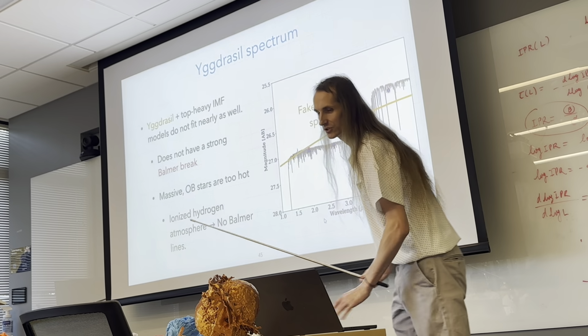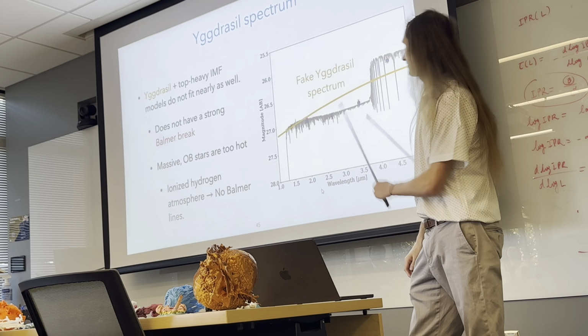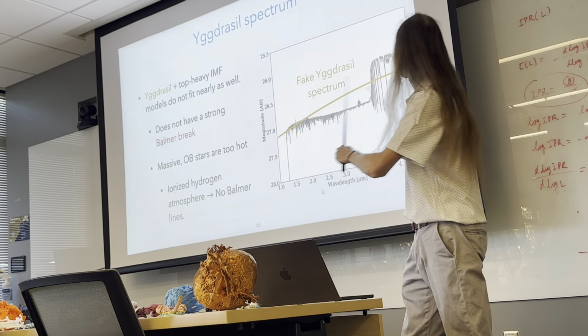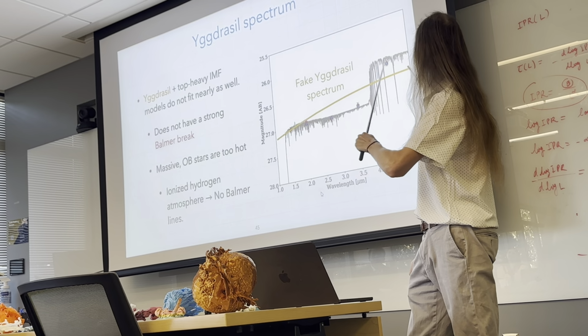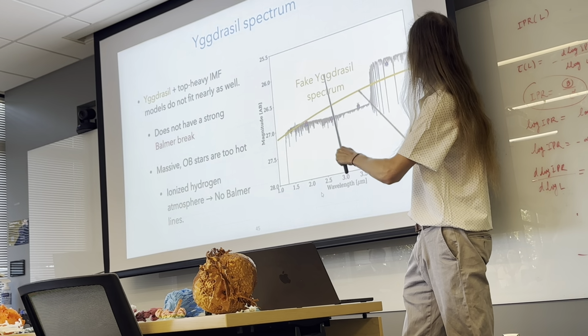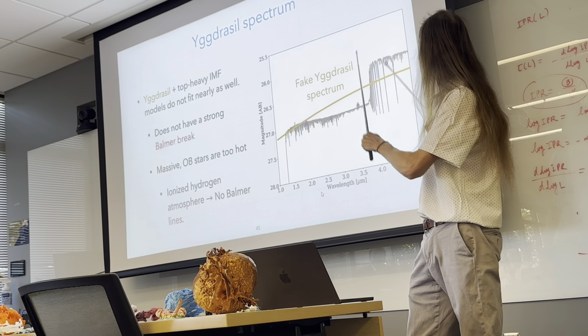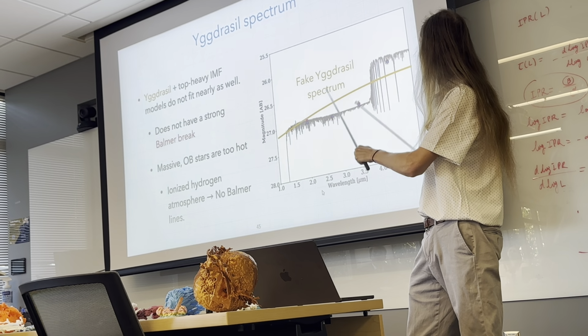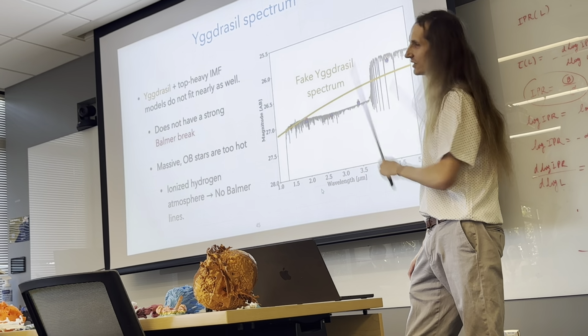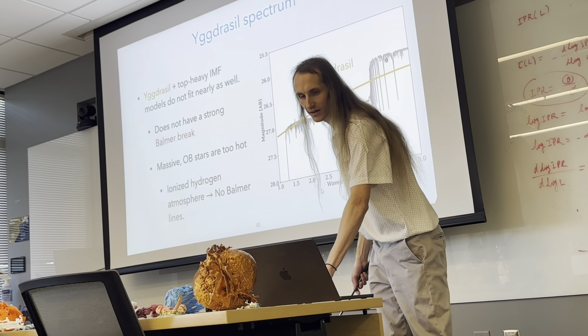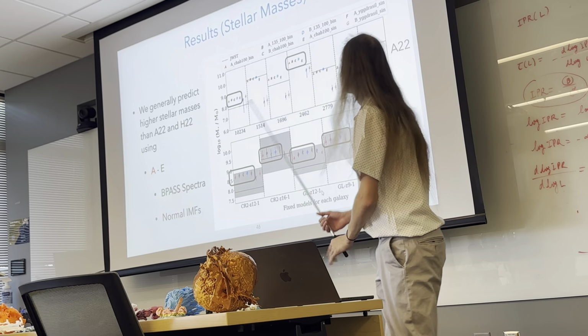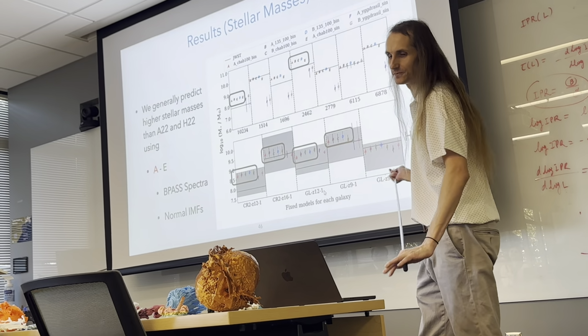So the Yggdrasil spectra don't have this Balmer break. If you try to fit the Yggdrasil spectrum, it might look something like this, and it'll just run through these points trying to minimize chi-squared, but you still have this large difference between the spectra and the observations on either side of the Balmer break. So ultimately, that's probably why the Yggdrasils don't fit very well.